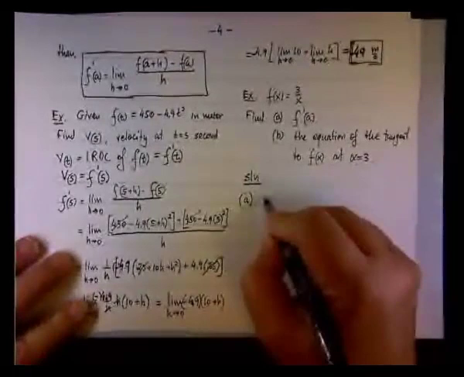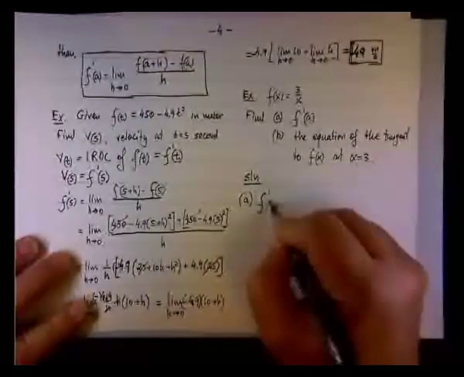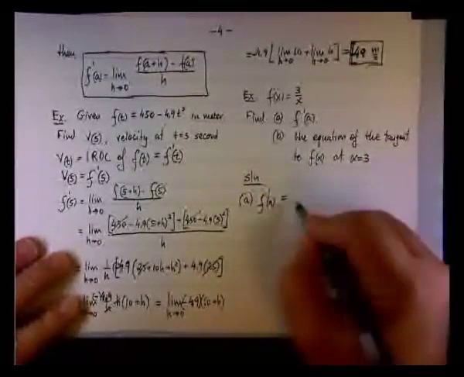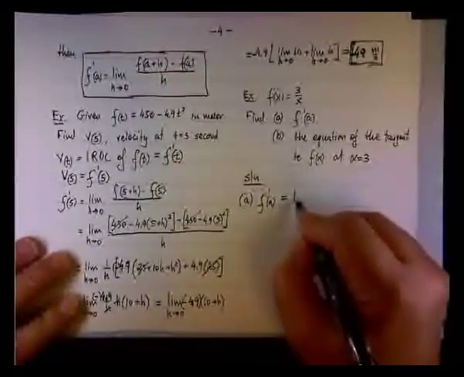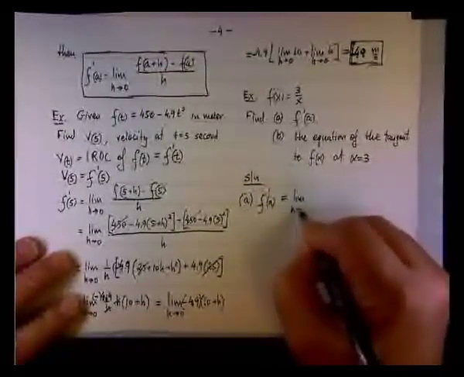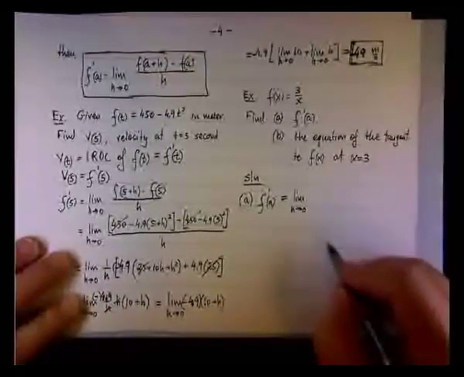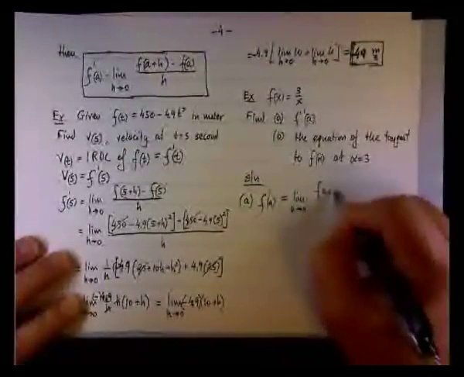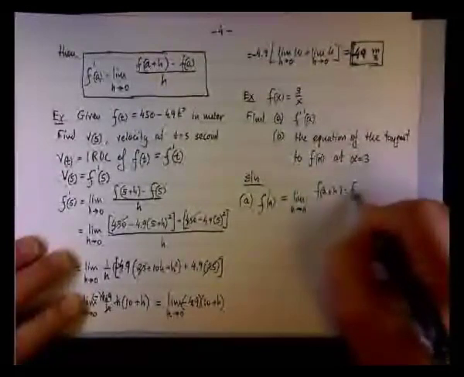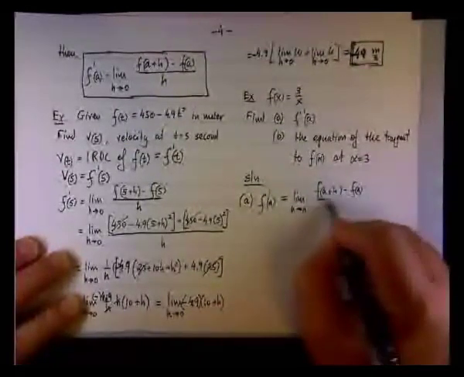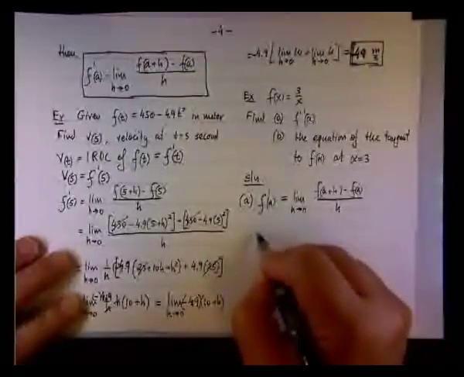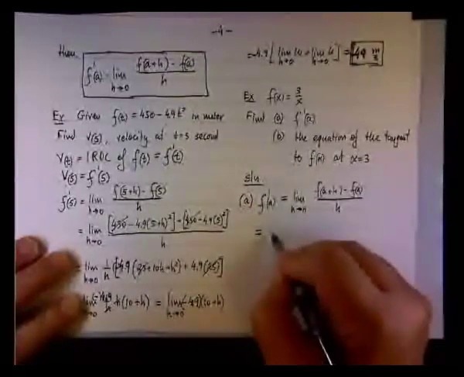So the first solution, going back to the definition of f prime of a, and I chose to go with the modified definition. So we have the limit as h approaches 0 of f of a plus h minus f of a over h. So we're going to start manipulating this thing.